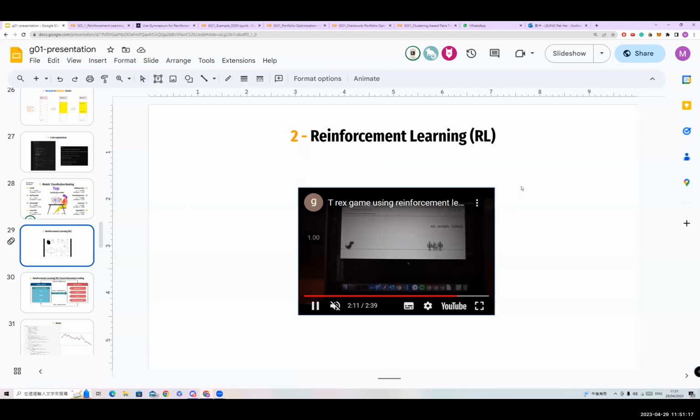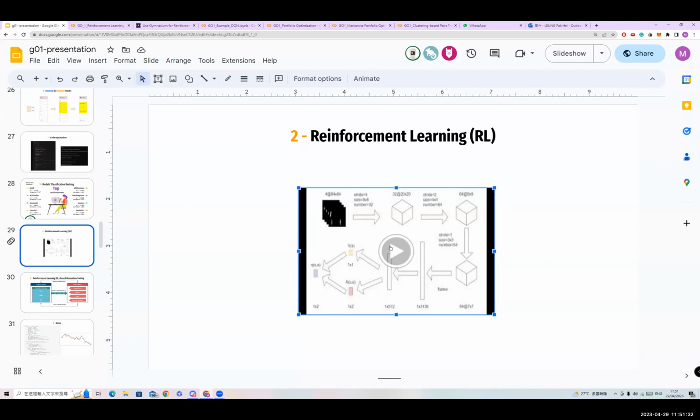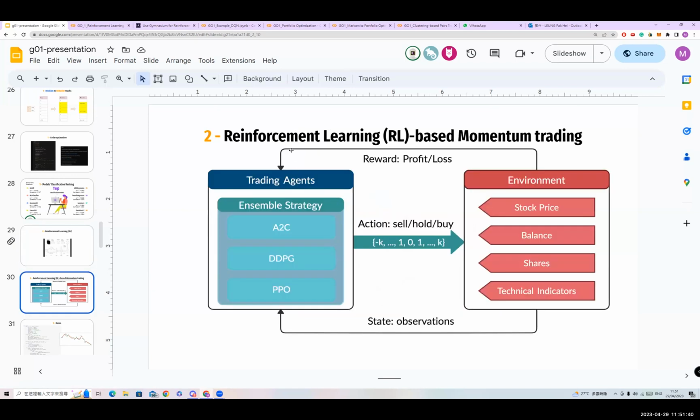Here is a demonstration. You can see a dinosaur playing the T-Rex game, and when it sees the obstacle, it will jump automatically, and you can see some policy updates here. We didn't give any decision rule to it, so it will learn automatically from the environment and from the observation, and it will make updates based on the reward. So this is the architecture.